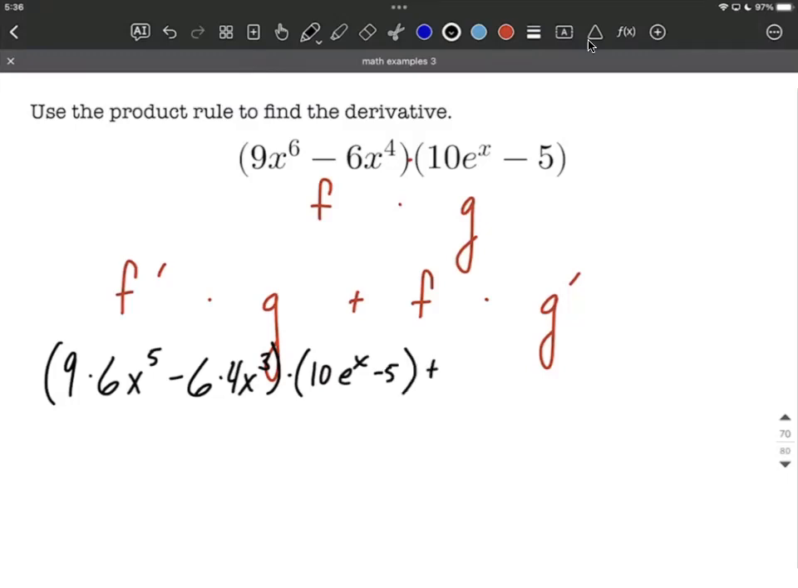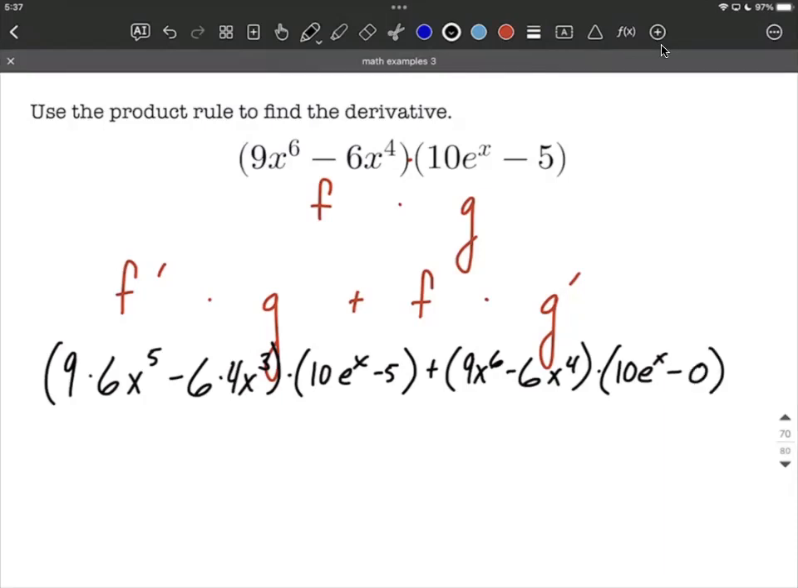Plus, continuing with our rule, we copy down f, the first set of parentheses. So 9x to the 6th minus 6x to the 4th, multiplied by the derivative of g. So the derivative of 10 e to the x will bring the 10 along. Derivative of e to the x is just going to be e to the x, minus the derivative of a constant with no x with it is just going to be 0. So the derivative of that 5 is going to be 0.